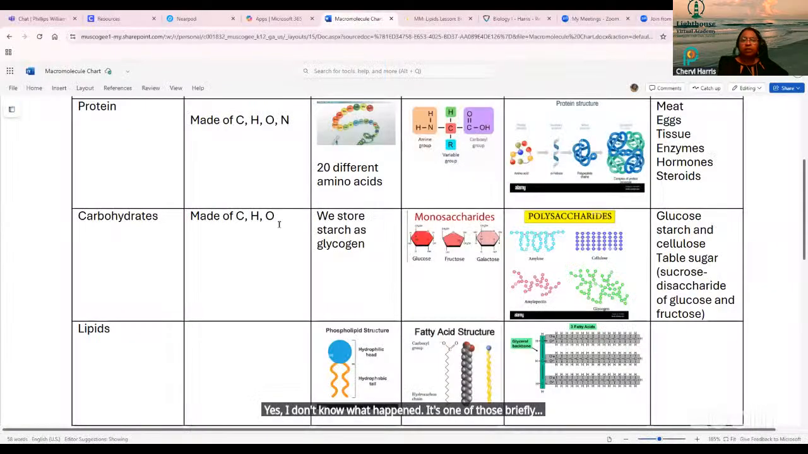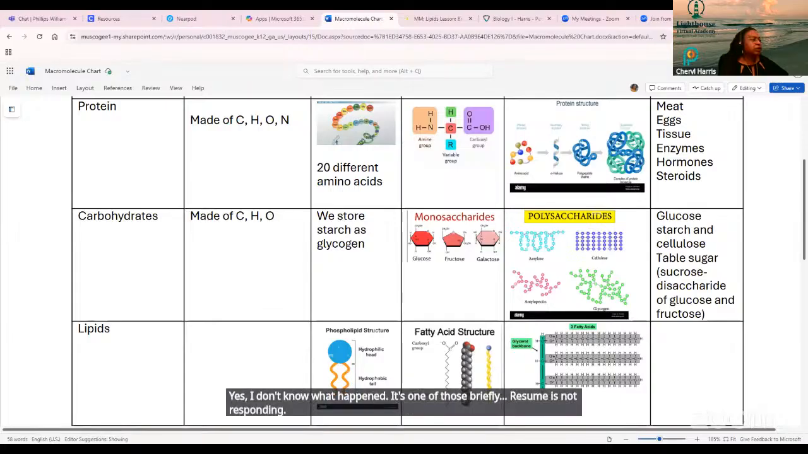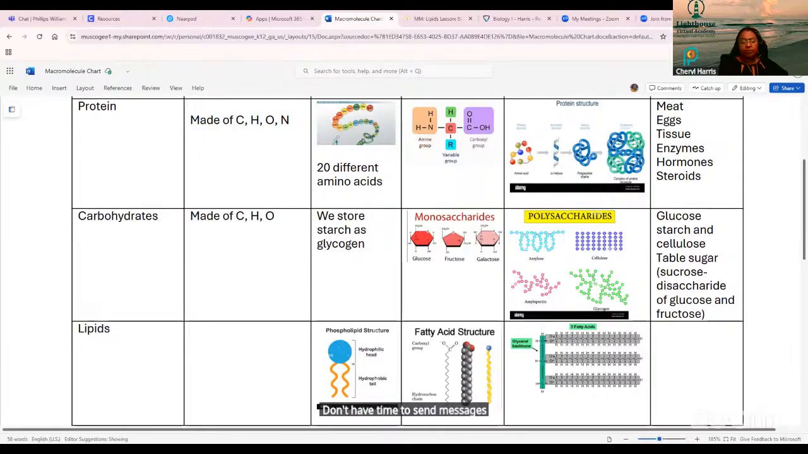All right, and my Zoom disappeared. I don't know what happened. It's one of those briefly where Zoom is not responding, and I don't have time to send messages. Okay, it's responding now, and y'all are back, and we are sharing.